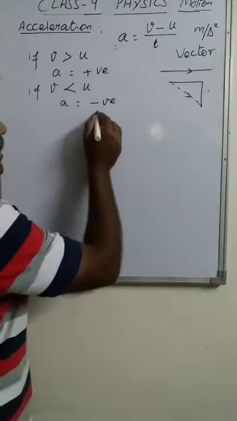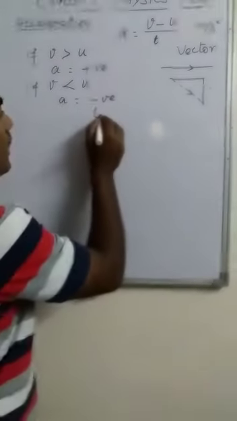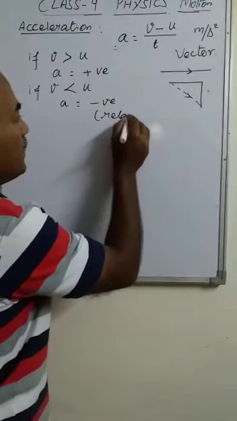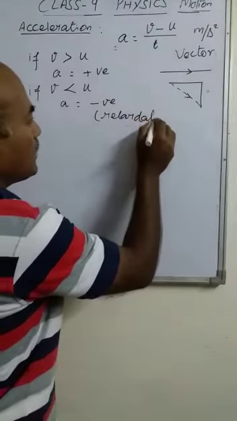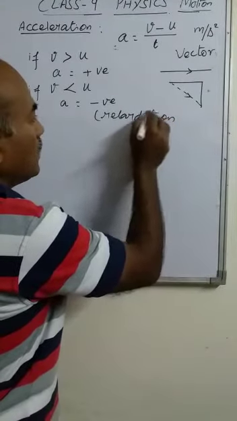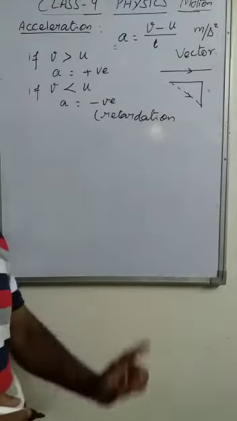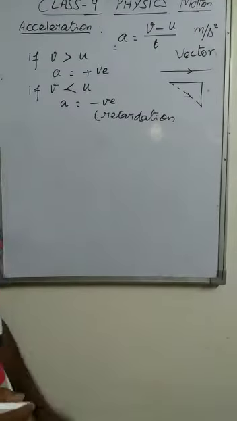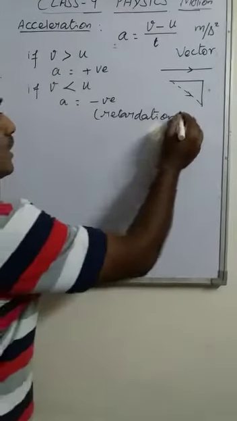This negative acceleration we call retardation. It is also a kind of acceleration, but it takes place in the negative value. So it is also known as retardation.